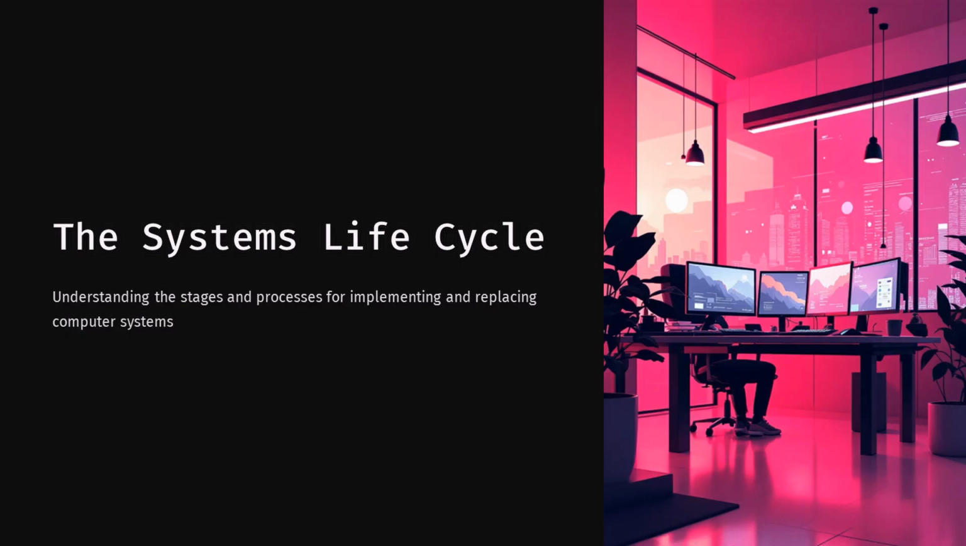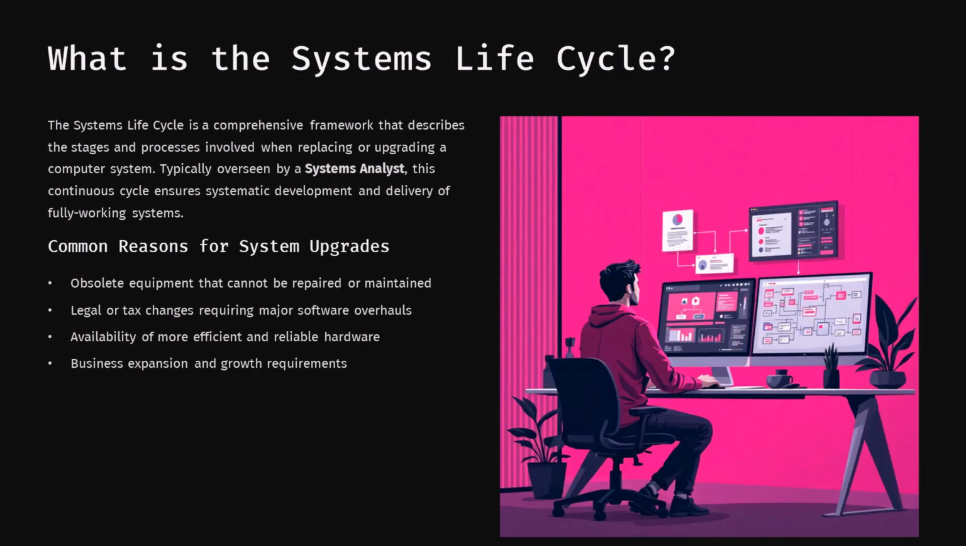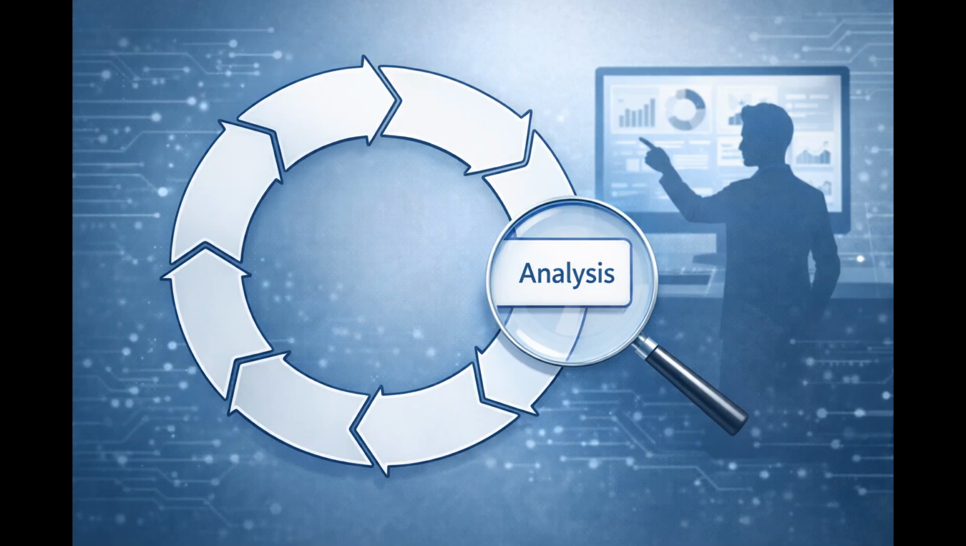So what exactly is a systems life cycle? Well, it's a comprehensive framework. Think of it as a roadmap that describes all the stages and processes involved when a company needs to replace or upgrade their computer system. This is typically overseen by someone called a systems analyst.